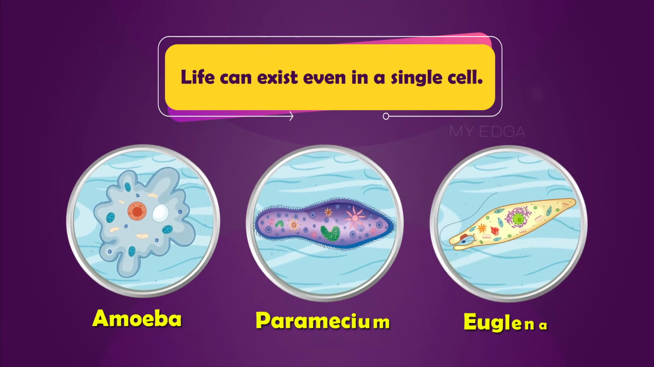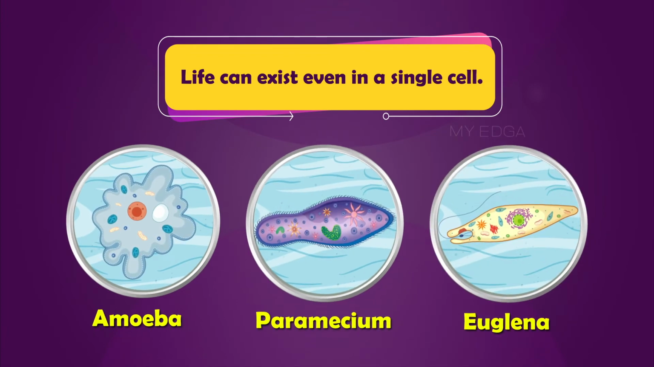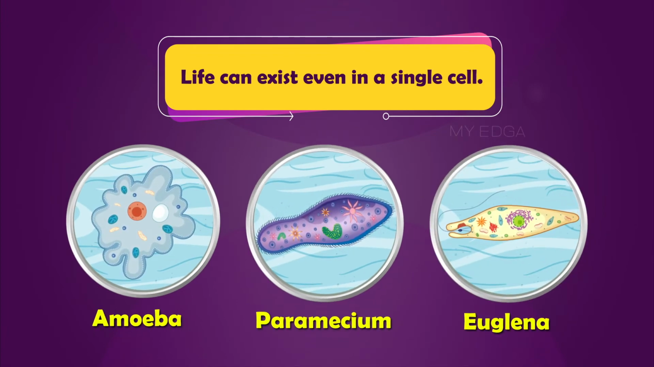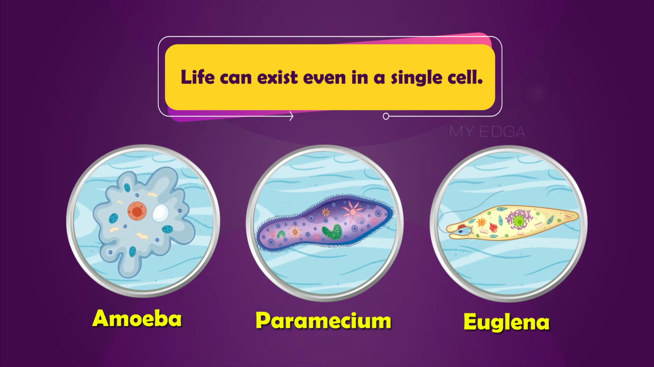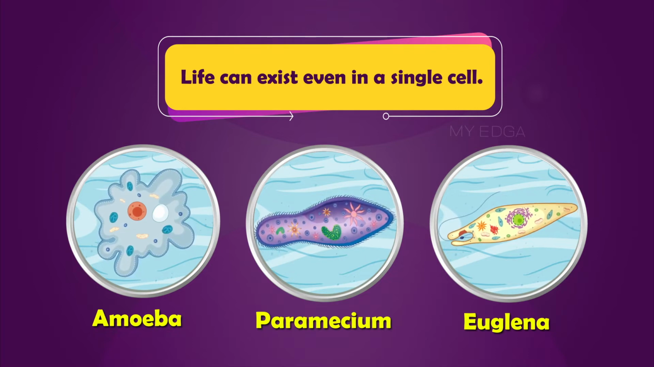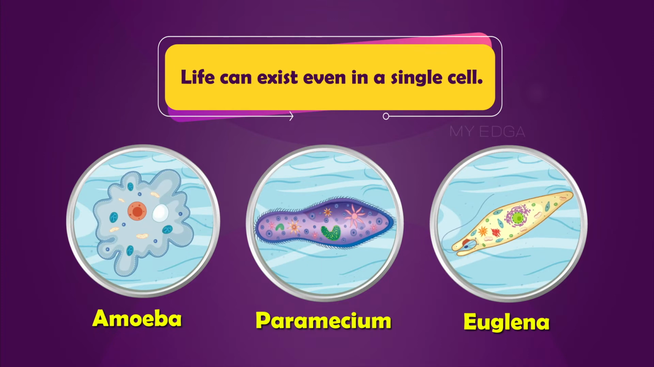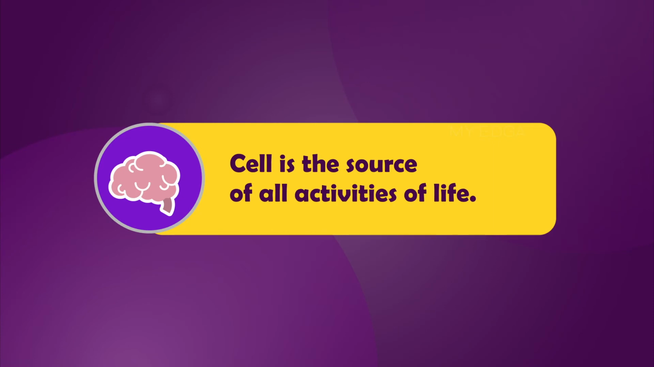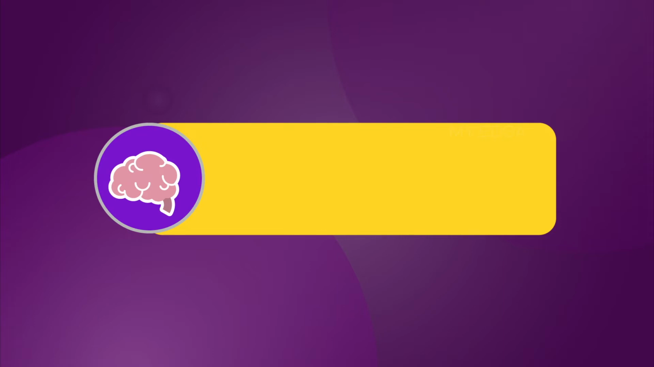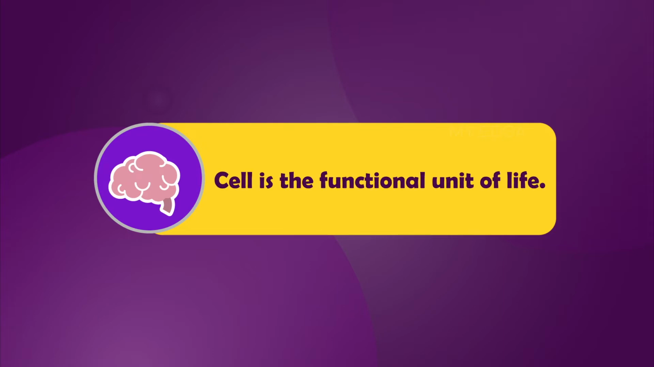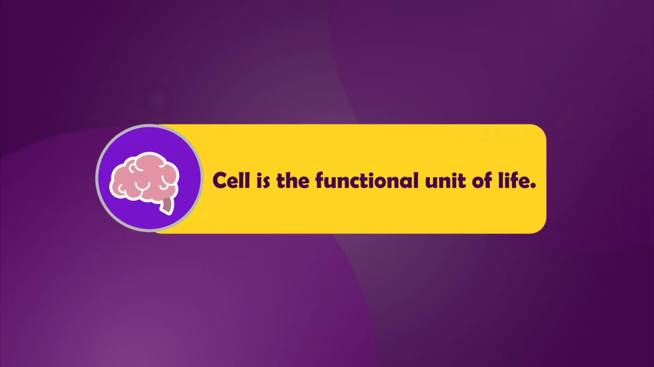It means that life can exist even in a single cell, and all life activities are performed by a single cell. So, we can say that the cell is the source of all activities of life. That means the cell is the functional unit of life.